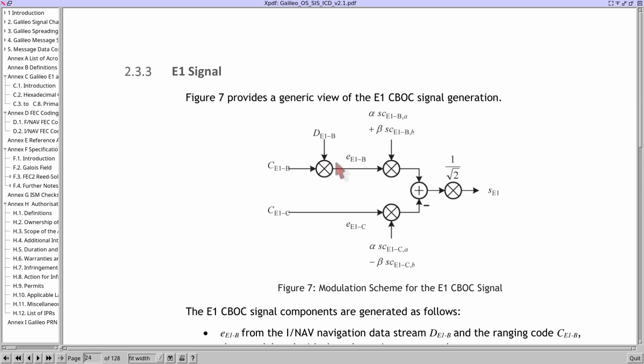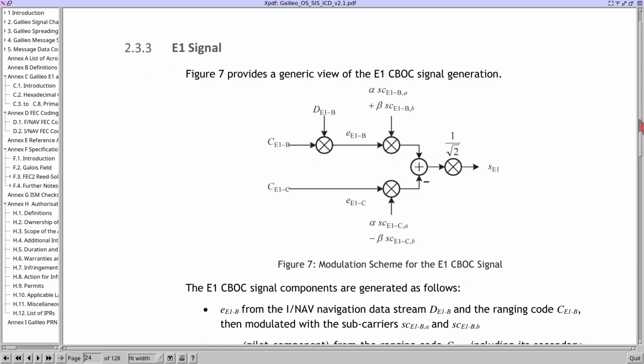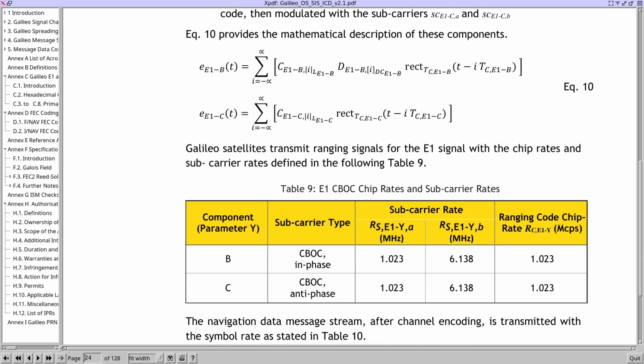If we were in BPSK, we would just have a single mixer step, but because we're using BOC, we need to consider this additional mixing with an additional carrier. And the characteristics of these two carriers are described a bit below here, where we see that we have these B and C BOC modulation, where the frequency is at 1.023 megahertz and another frequency at 6 megahertz.